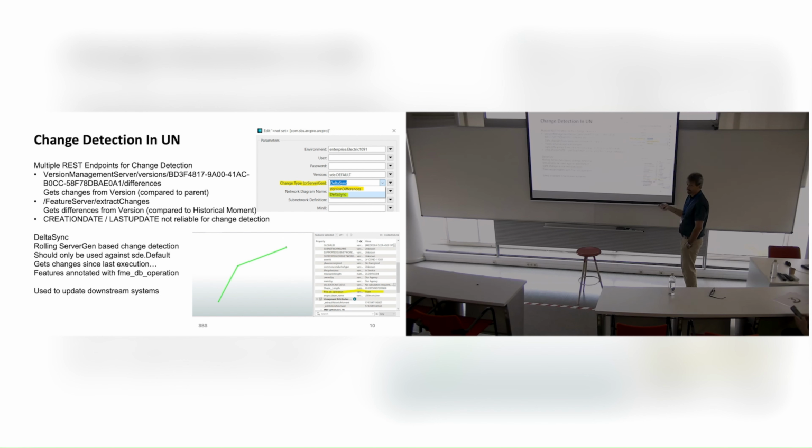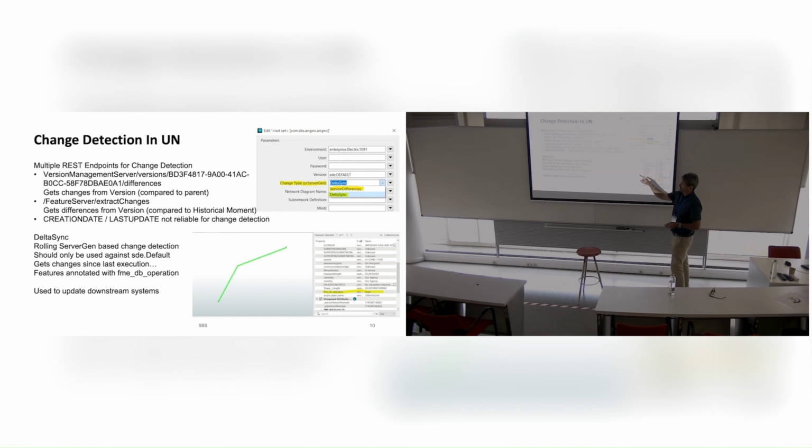The change detection itself, so in the UN, from what I've seen so far, there are two main ways that you get changes from the UN database. One is you go to a version and you say, what are the differences in this version compared to its parent, which is SDE default. Or you can go to the feature server and use the extract changes, which is the second option. And that second option, the extract changes, allows us to get changes from the default against the historical moment, which is a timestamp akin to the epoch 1970, January the 1st, at 12 o'clock midnight.